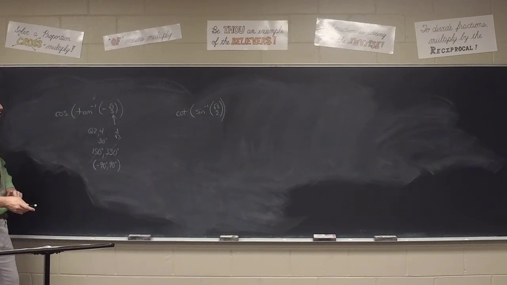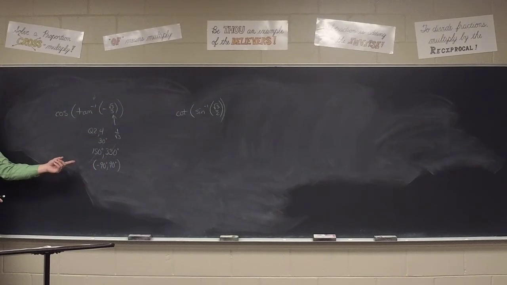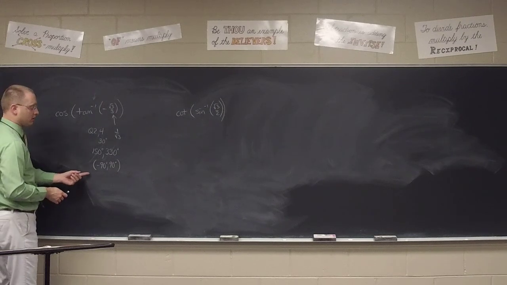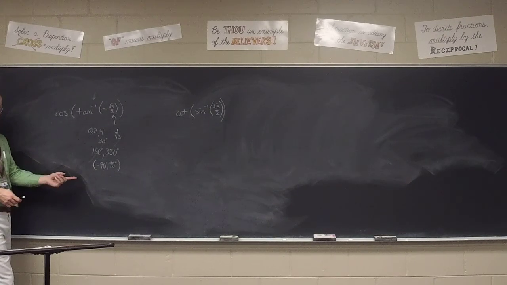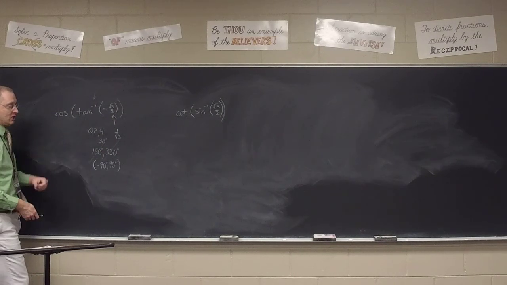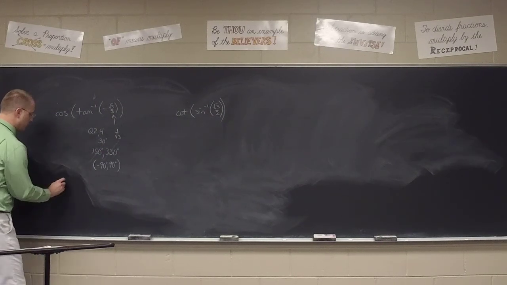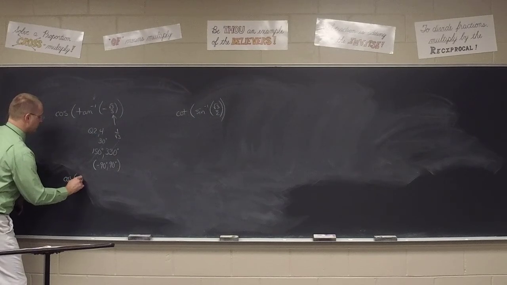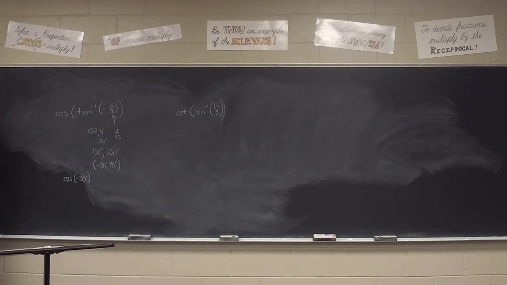But one of them could be made acceptable by simply subtracting 360, the coterminal angle rule. If I subtract 360 from this, I'm not okay. But here, subtracting 360 gives me negative 30. So this really just becomes negative 30 degrees.